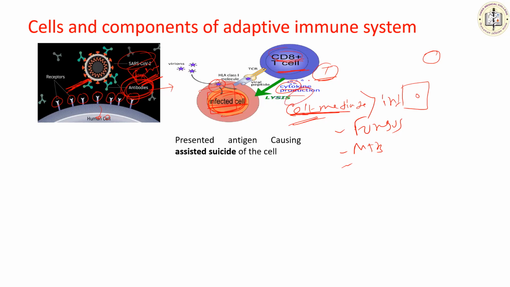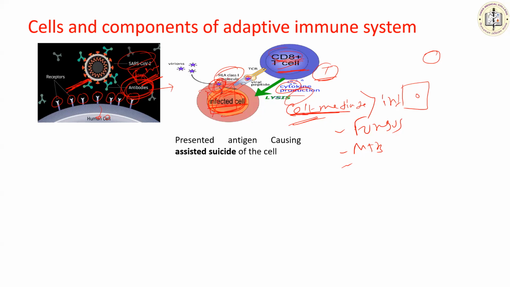So we need to know what the facultative intracellular cells are, and the antigens need to be presented by the cell to the CD8 T cell. CD8 T cell will bind to the MHC1, and CD4 will bind to the MHC2. And this CD8 T cell will not only kill the virus inside the cell, it will kill the cell as a whole.